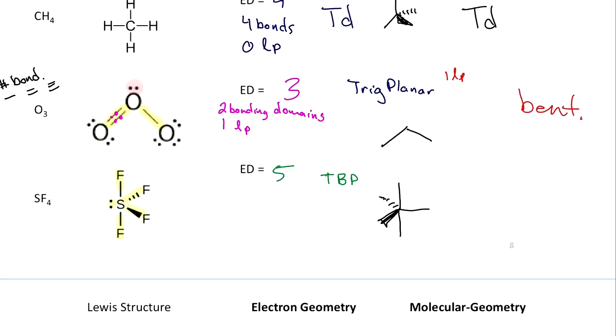But do I have a lone pair to consider? This is just our electron domain geometry.